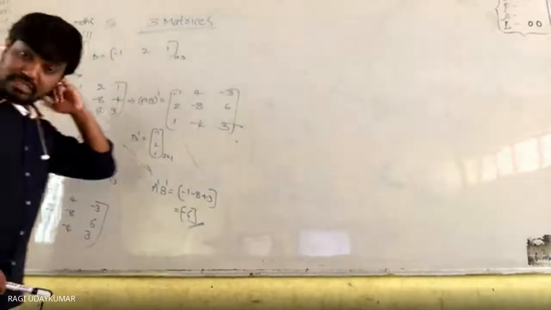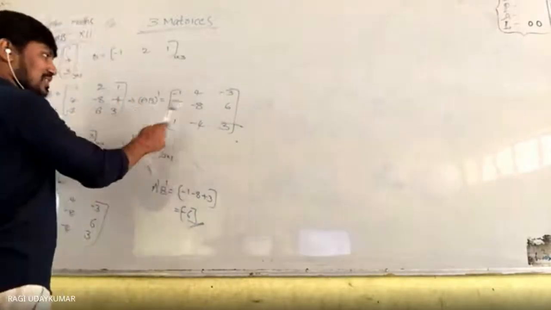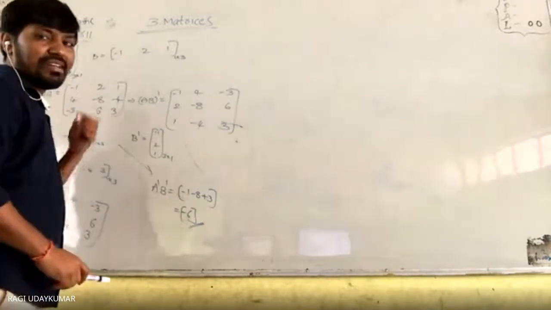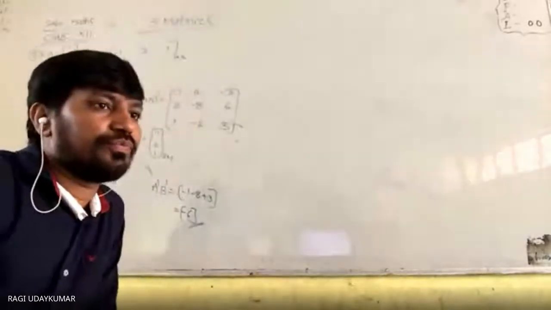AB whole transpose is never equal to A transpose into B transpose, because AB whole transpose is a 3 by 3 matrix and A transpose into B transpose is a 1 by 1 matrix. So it is not possible. Okay, next, let us go for the next problem.